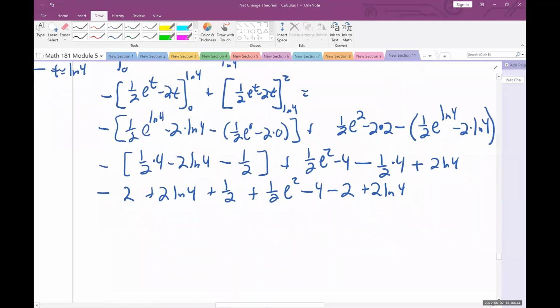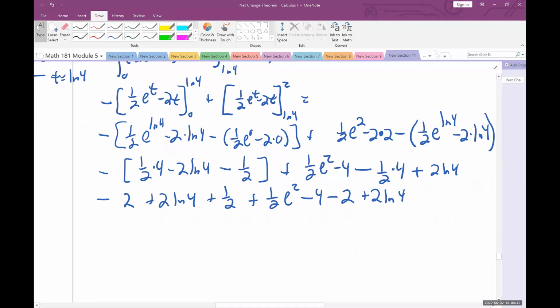What can we combine here? At least I find it interesting, I was hoping things would cancel more. We have this negative 2, we have a negative 4, negative 2. That's a negative 8. Then we have a plus 1/2. So we have a minus 7.5 there. We have a 2 natural log of 4 and a 2 natural log of 4, so that's 4 natural log of 4. And plus e squared over 2, that 1/2 e squared. I think I got everything. And this comes out to be approximately 1.740.